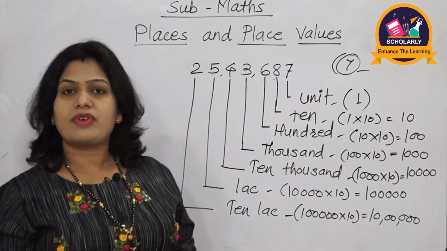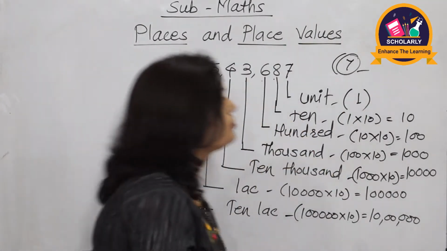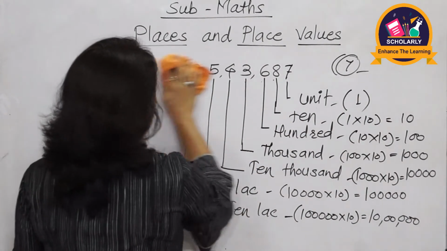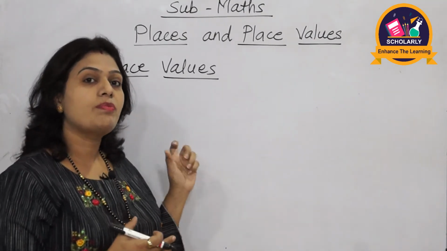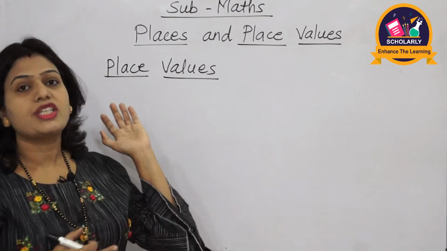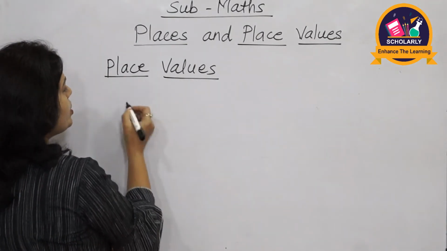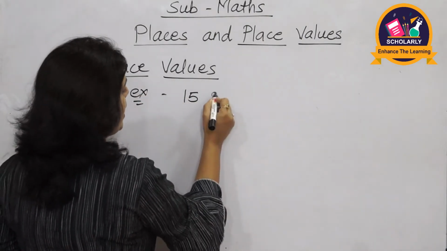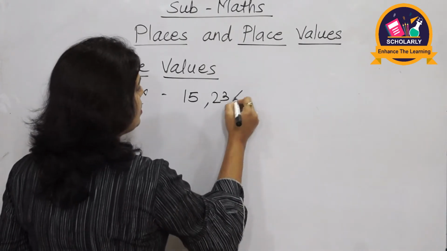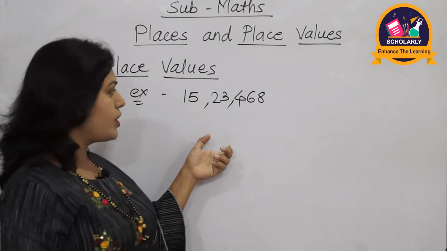How to count their place values? Let's see. Friends, let's see how to count the place value of each digit in the given number. Let's see an example again. Suppose the example given is 15,23,468 is the given number.